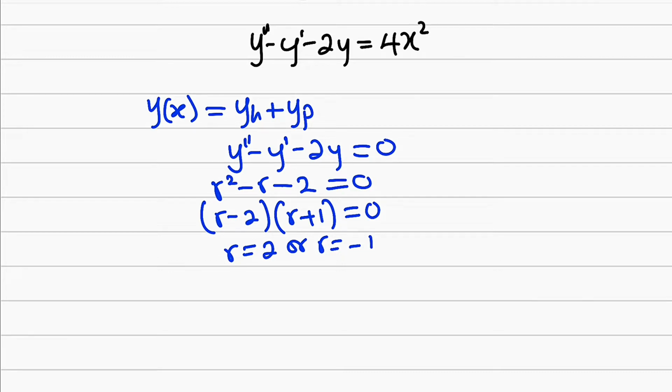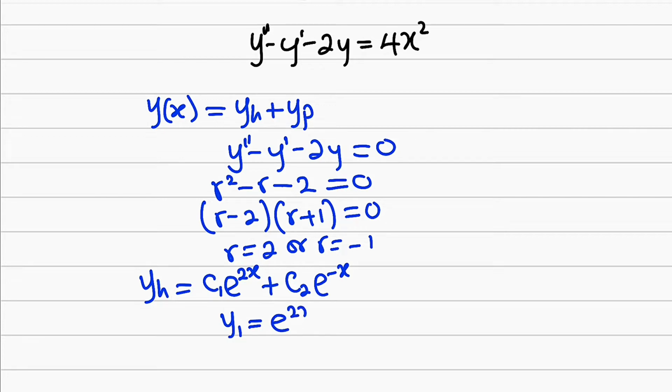Since we have real and distinct roots, the general solution will be of the form y_h = a constant times e^(2x) plus another constant times e to the second root, which is -1 times x, so e^(-x). Remember that in variation of parameters, we set this equal to y1 and this equal to y2. So y1 = e^(2x) and y2 = e^(-x).